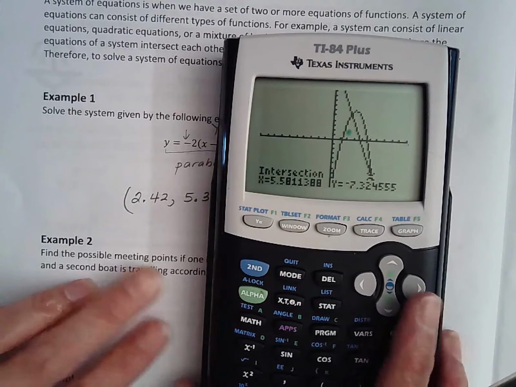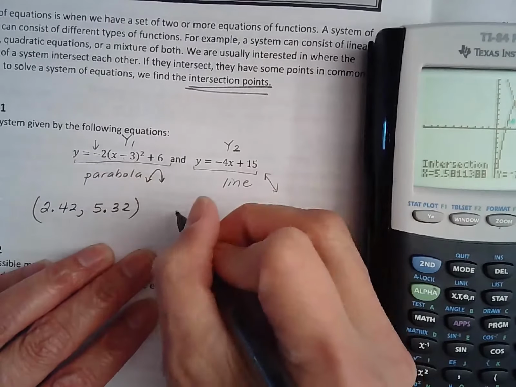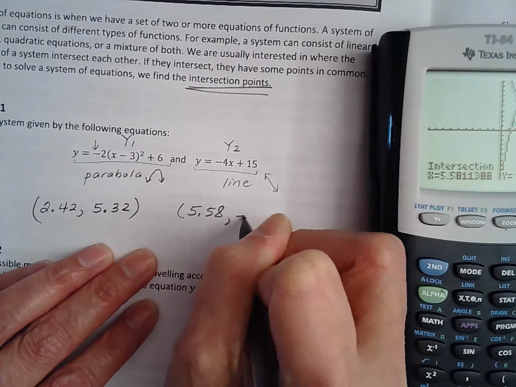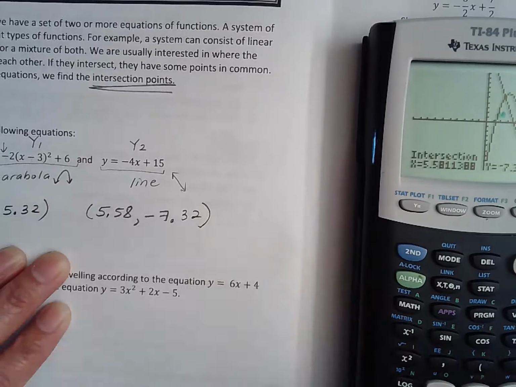And then the next point of intersection is 5.58 and negative 7.32. Okay.